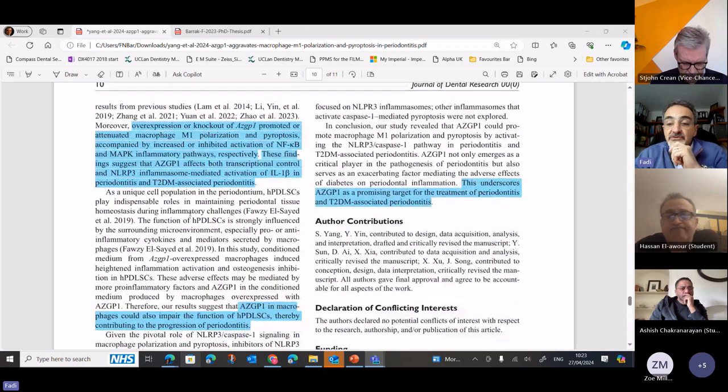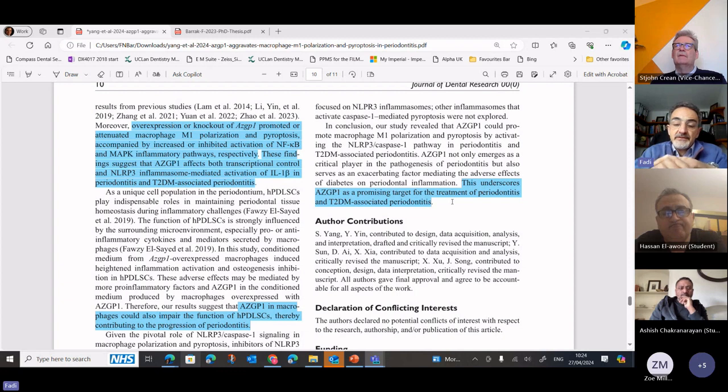The relevance of that is obviously it underscores a possible target for treating periodontitis and type 2 diabetes. There is a huge amount of generalization, obviously, because this alpha-2 glycoprotein is found in many tissues, liver, lung, and so on, and its effects can be different in different tissues. However, this is indicating a potential localized effect that can be targeted.